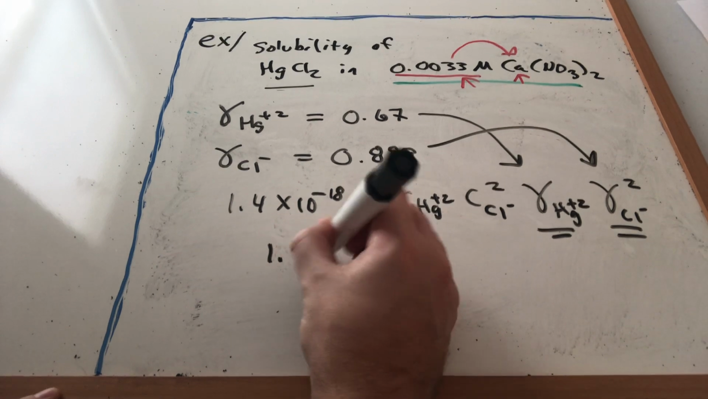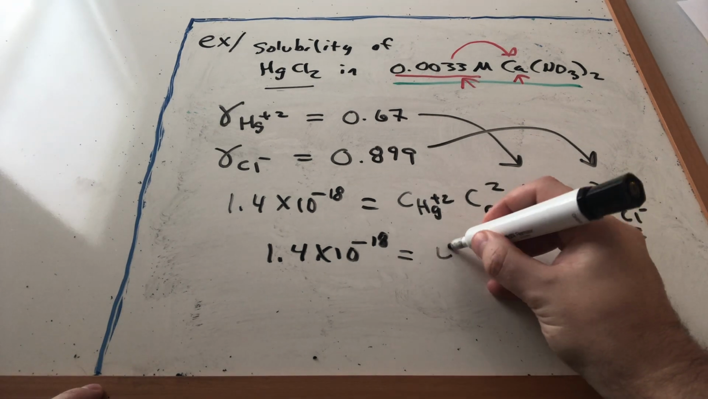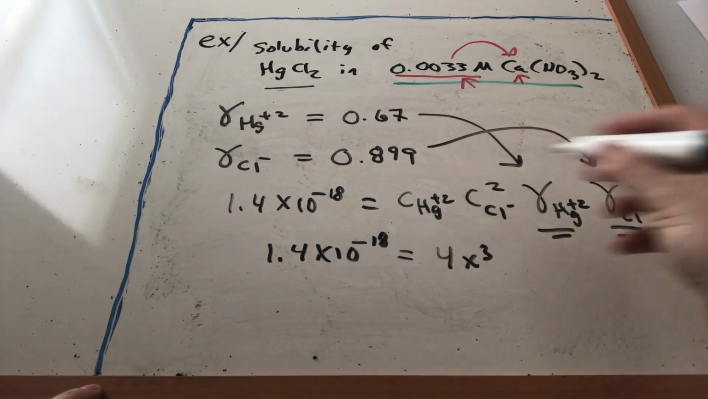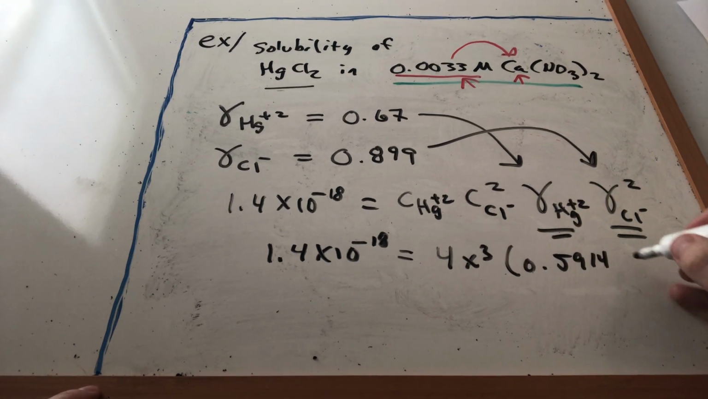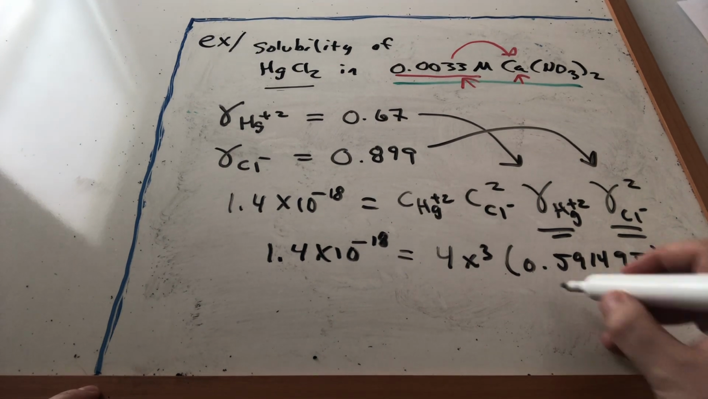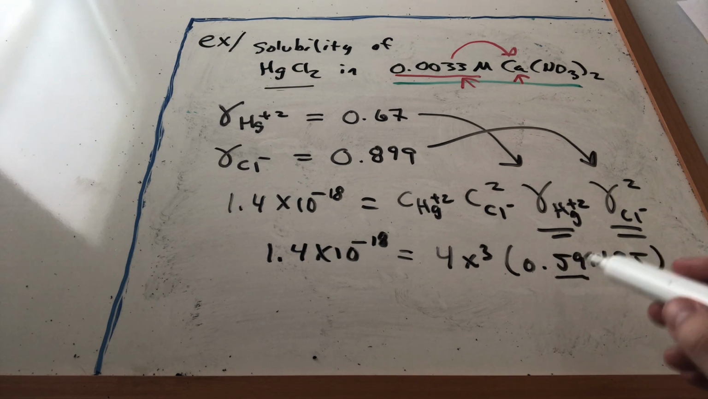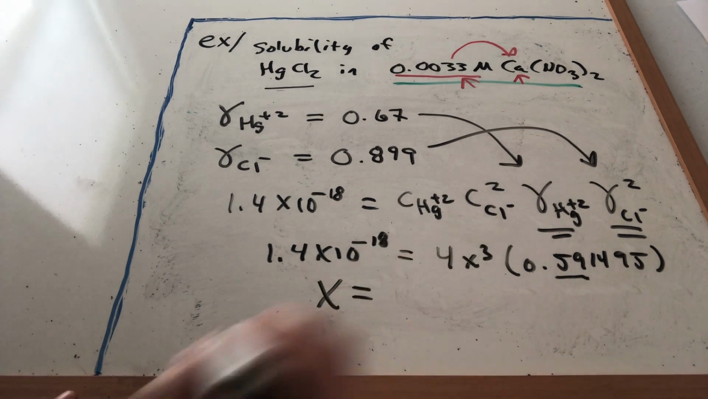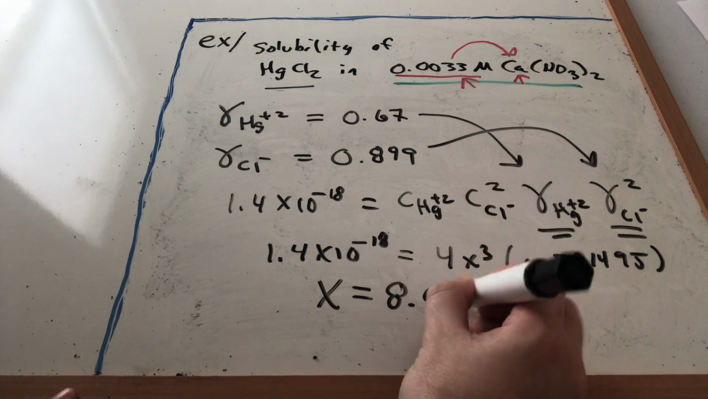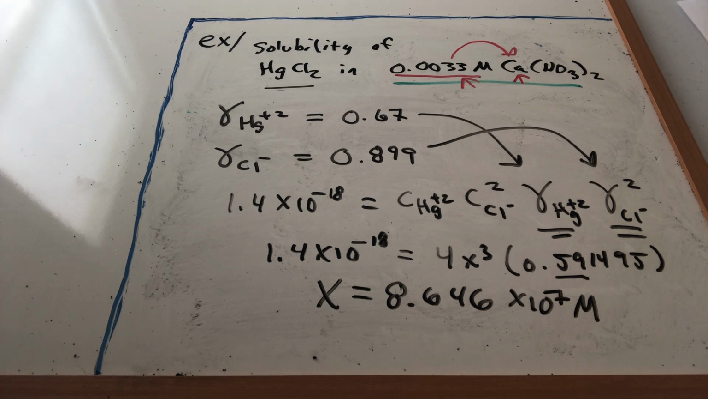So we get 1.4 times 10 to the minus 18, right? Looks like, when I do this math, I get 4x cubed again, but all this other gamma stuff is going to give me 0.591495. Okay. I can now solve for x. This is a multiplicative factor, divide over. Oh, it looks like I'm definitely going to get a different x. And when I solve for that x, it looks like we get 8.646 times 10 to the minus 7 molar. That is the solubility under these conditions.